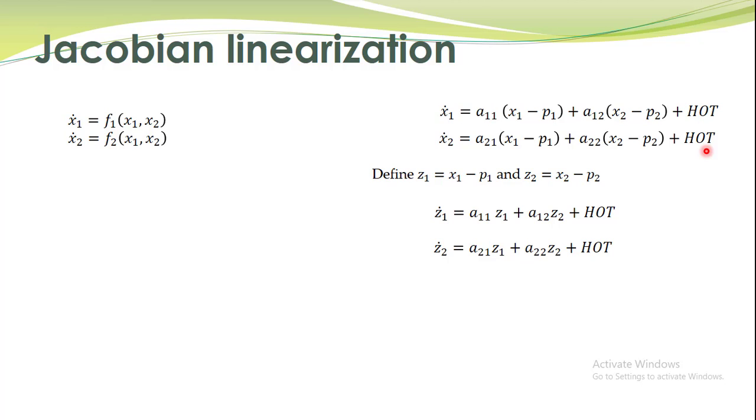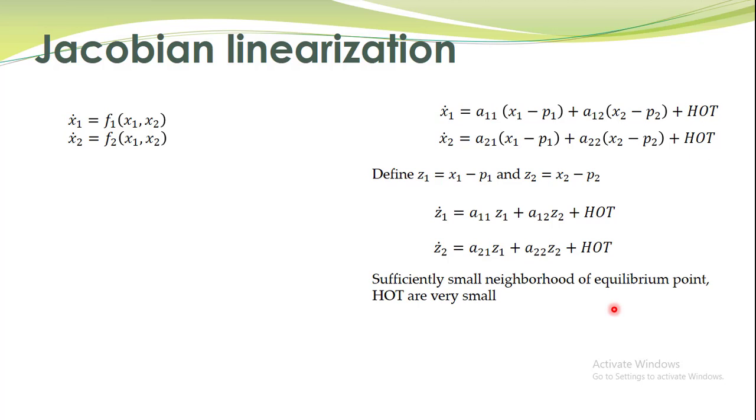So near the equilibrium point, that is when x1 is very close to the equilibrium point p1, and likewise x2 is very close to p2, then this thing will be small, its square will be further small, and its third power and higher powers will become more and more smaller. Therefore these higher order terms are smaller near the equilibrium point.